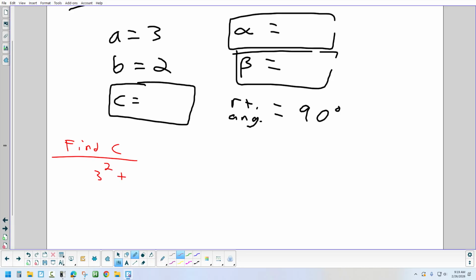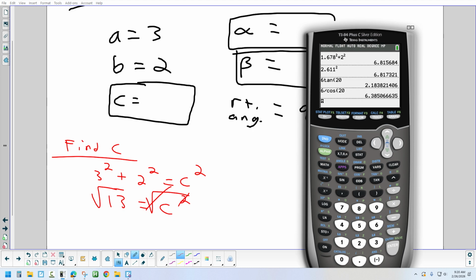So A squared plus B squared equals C squared. 3 squared gives us how much? 9. And 2 squared? And what's 9 plus 4? 13. And now we've got to get rid of the function that's squaring C. So what function cancels that out? Square root. And because we're rounding, we will put that in. So the square root of 13, 3 point something? 3.7, 3.6, 3.606.